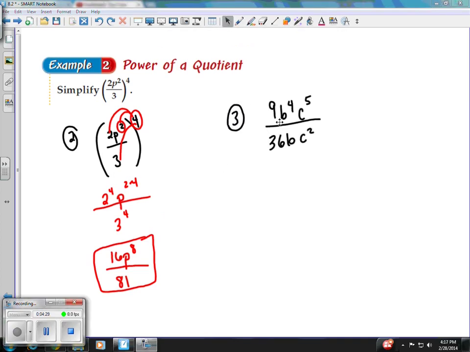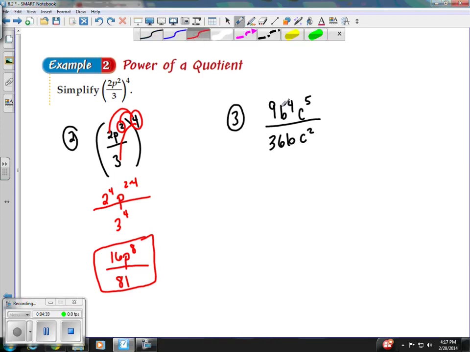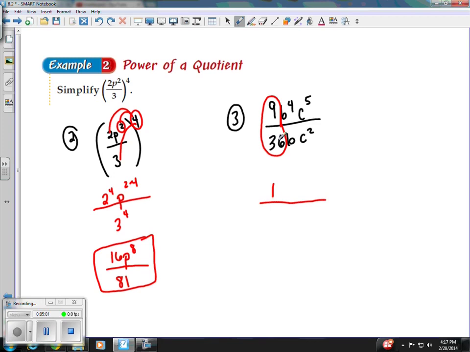So our next example is 9b to the 4th, c to the 5th, all over 36b c squared. So for dividing, our first step we want to look at is divide our coefficients, and 9 over 36 won't reduce evenly because 36 can't go into 9. But it is a fraction that can reduce. And we say 9 can go into 9 one time, and 9 can go into 36 4 times.